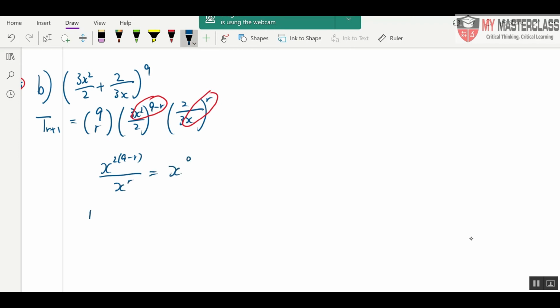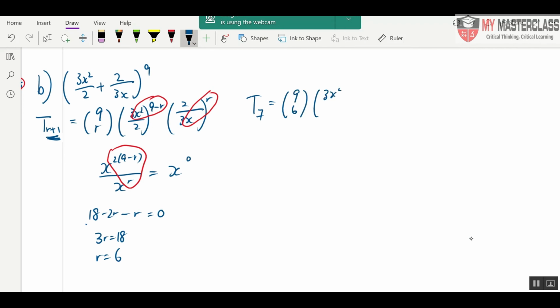So this means 18 minus 2r for the numerator, minus r, because when the indices divide, the power will minus, equals to 0. 3r equals to 18, r equals to 6. So now I put it back, my t7, because it's 6 plus 1, is equal to 9 choose 6, 3x squared over 2 to the power of 9 minus 6, 2 over 3x to the power of 6. Use your calculator.